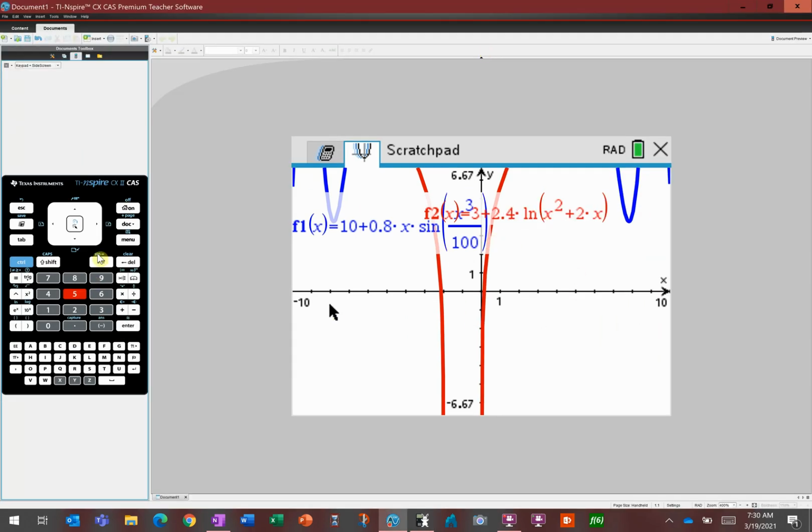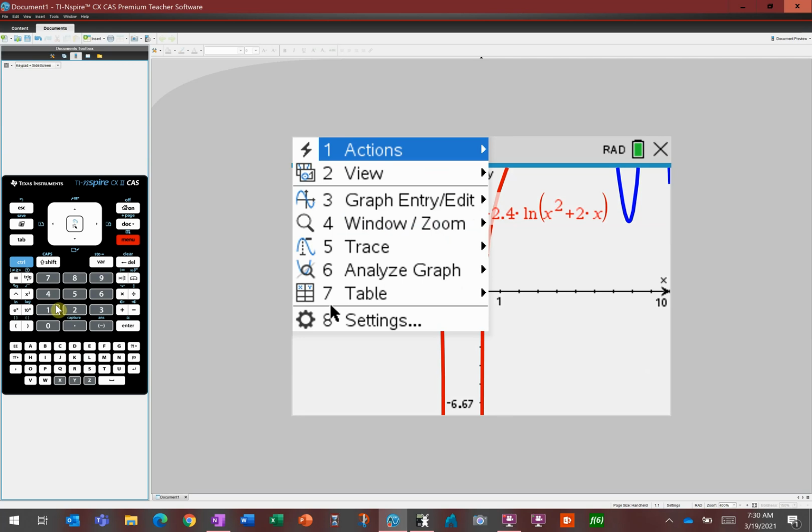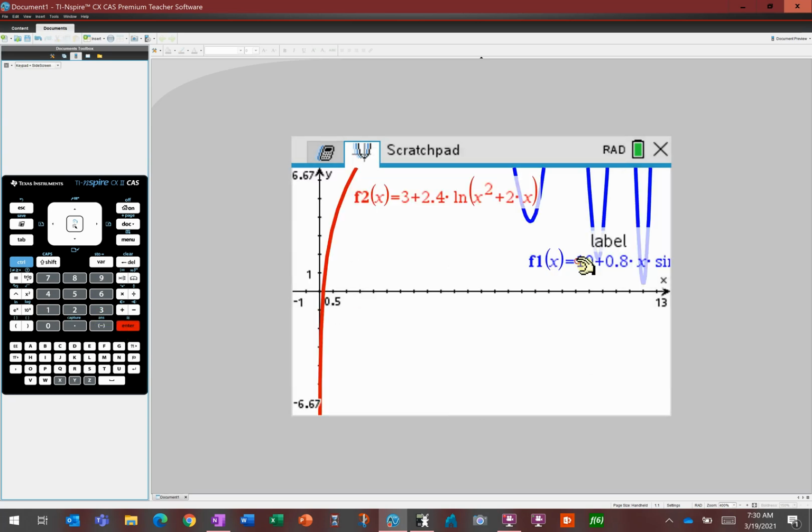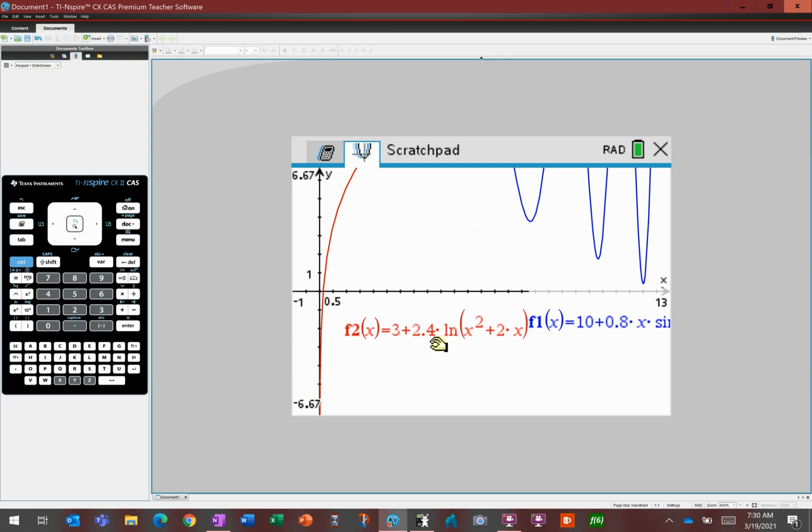Okay, changing the window here, we said we only want to go between 0 and 12. Paranoid old me, I like to go one more in each direction. So -1, I use tab to move down. Go -1 to 13. Hit enter. That's a little better.